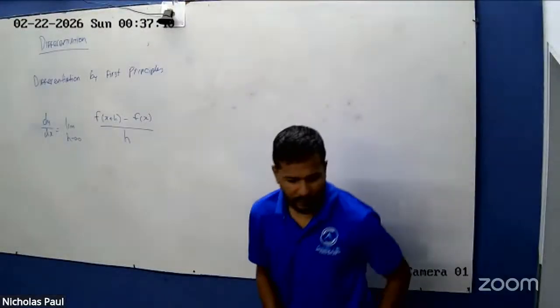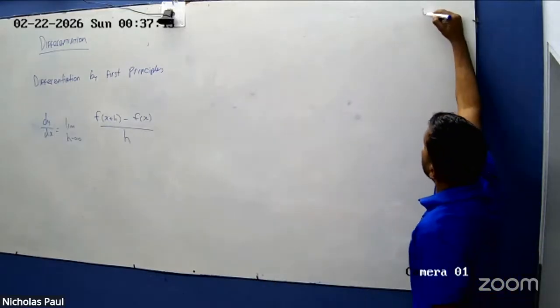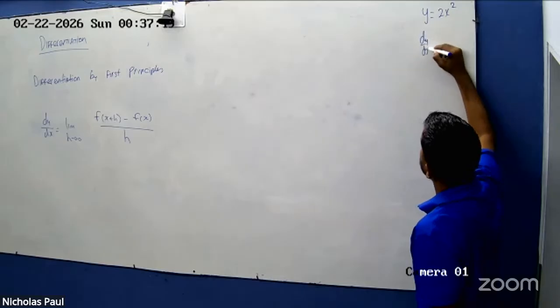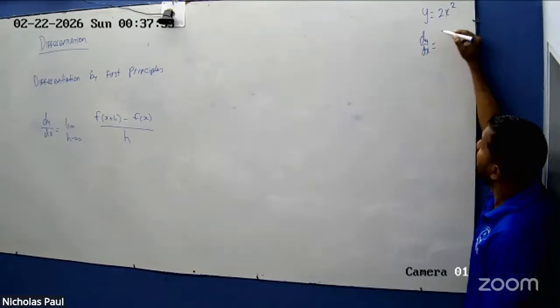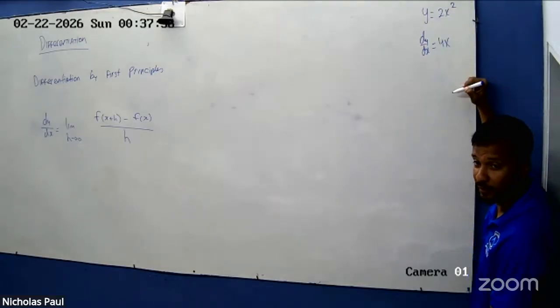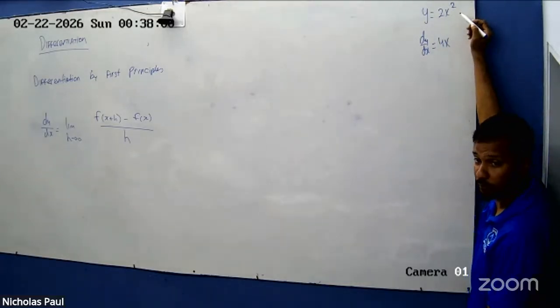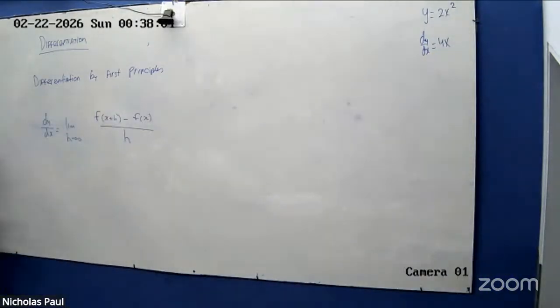Right. So let's start real easy. Differentiate this statement. Differentiate 2x squared. That'll be 4x, right? Bring down the power, and minus 1 on the power.